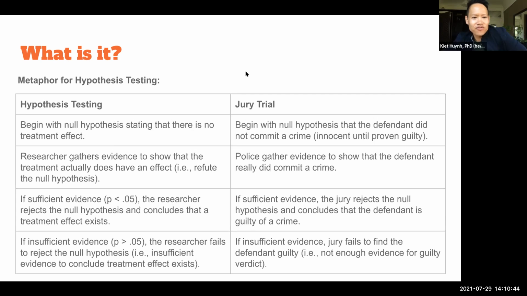All right, here's a metaphor for hypothesis testing, because sometimes it can be confusing when you're thinking about the null hypothesis and the alternative hypothesis. The metaphor that I'm going to talk about is a jury trial.